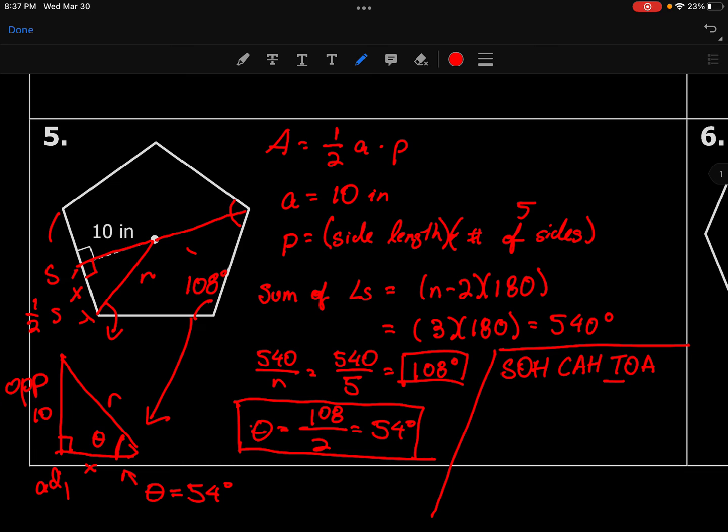The trigonometric functions represent a ratio between the two sides that we are given. In this case, the tangent of 54 degrees is equal to the ratio of the sides opposite over adjacent, which in this case is x over 10. Now we solve for x. You should get that x is equal to 10 over tangent of 54 degrees. If you put that in the calculator, make sure it's in degrees. I repeat, make sure it's in degrees. You should get 7.27.